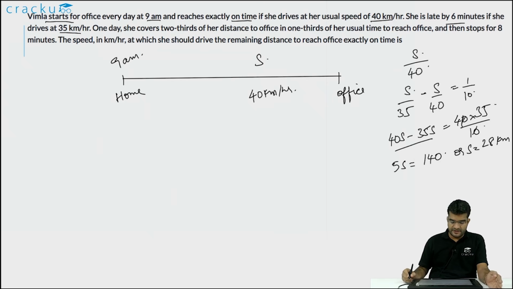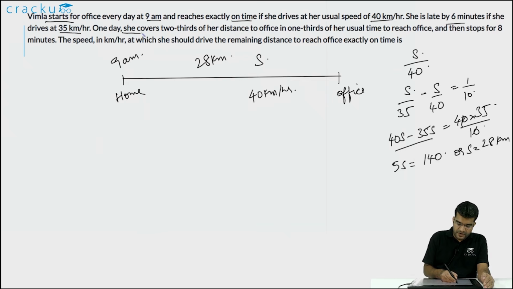So the distance between her home and her office is equal to 28 kilometers. What is then told is that one day she covers 2/3 of this distance to office in 1/3 of her usual time. What is the usual time that it takes for her to go to office?